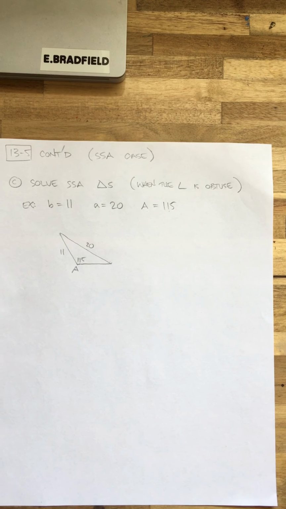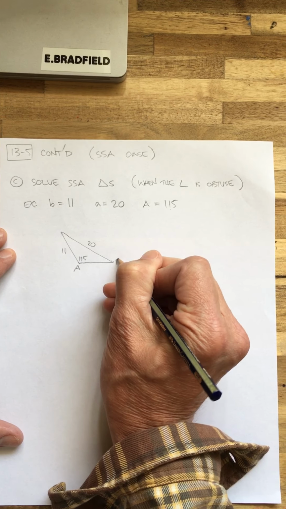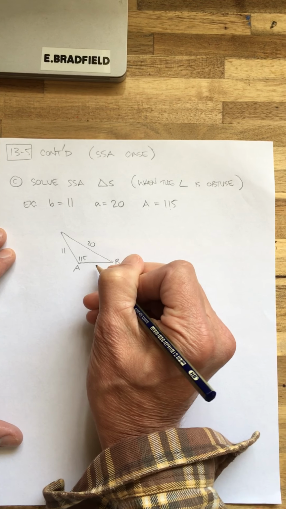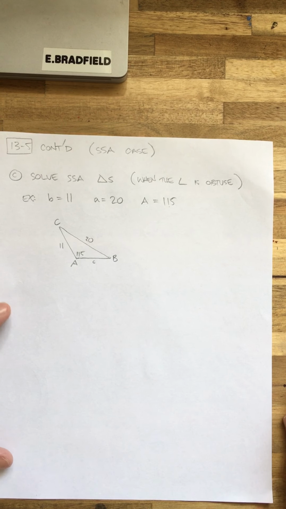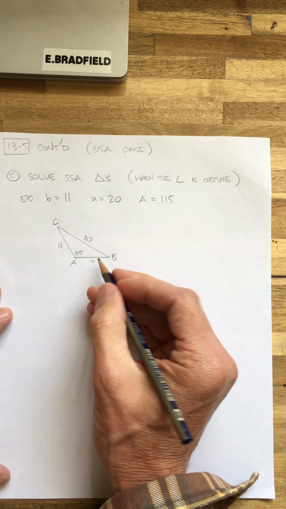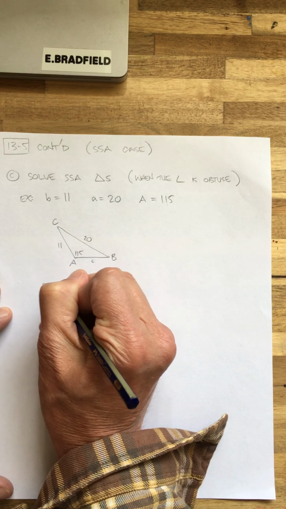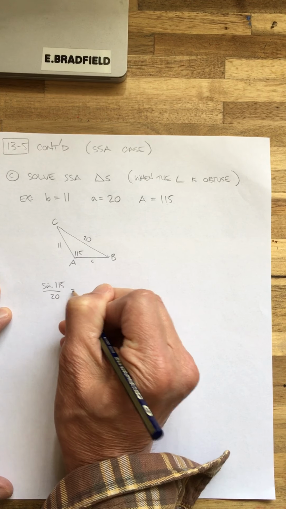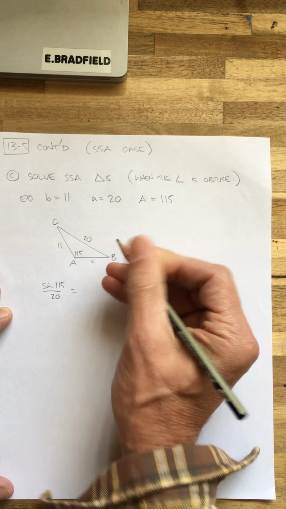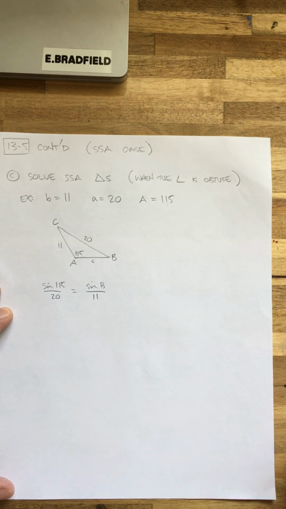All right, so we've got our triangle set up, and now we can use the law of sines. So keep in mind, this is B, okay? So this is angle B, all right? And then this has to be side C, and then this is angle C, all right? Okay, let's use the law of sines. Here we go. We know that the sine of 115, right? The sine of 115 over the opposite side, over 20, is going to equal the sine of B, right? So the sine of B over the opposite side, 11, okay?